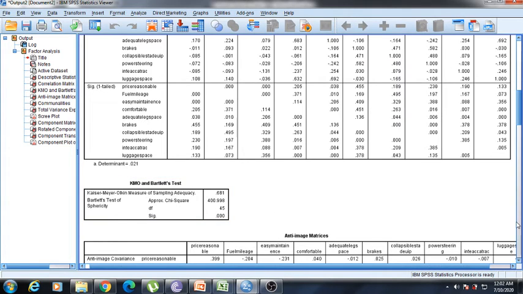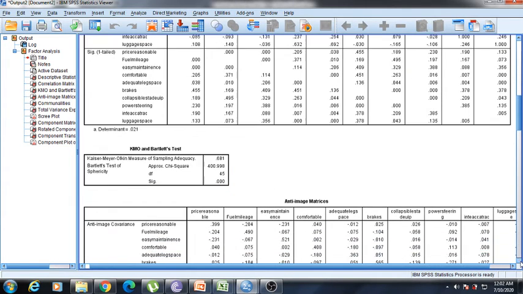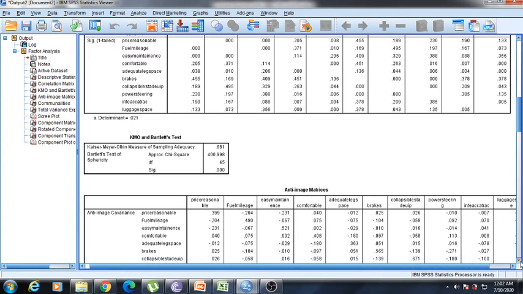So all our four conditions: data should be interval or ratio, there should not be strong multicollinearity or singularity, our KMO value should be greater than 0.5, and the Bartlett test of sphericity significance value should be less than 0.05. So all these conditions are satisfied.